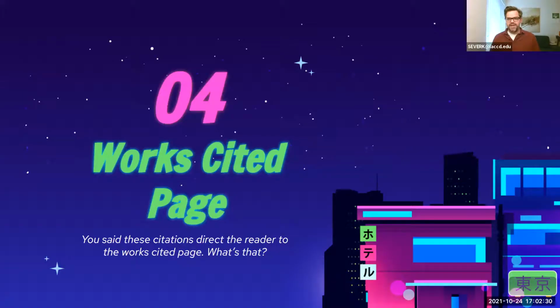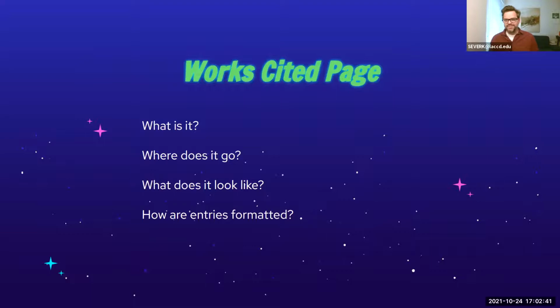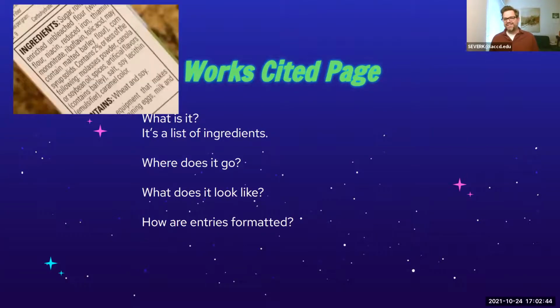All right, works cited page. So I said that your parenthetical citations should direct the reader to your works cited page. So what is that? Well, it's basically a list of ingredients. It's what your paper is made of, all the research that you used, all of it. Even if you don't directly cite something in your paper, but you used it as part of your research, you could put it in your works cited page. There's nothing wrong with that. Okay, but you need all of your research in the works cited page. It's the ingredients of your paper. That's all it is.